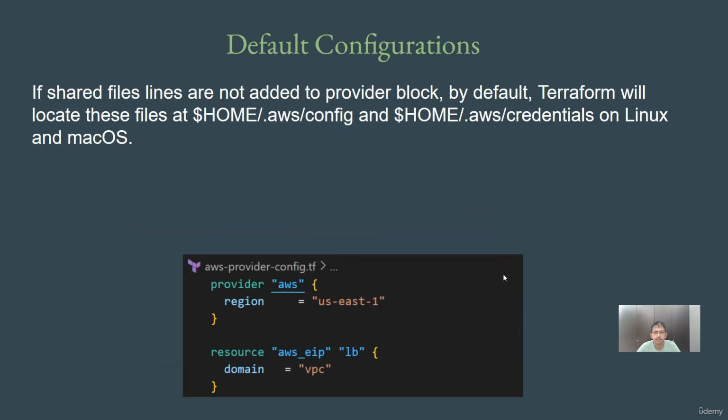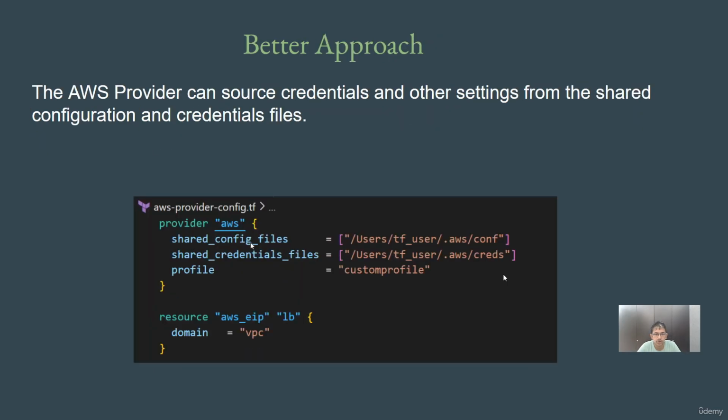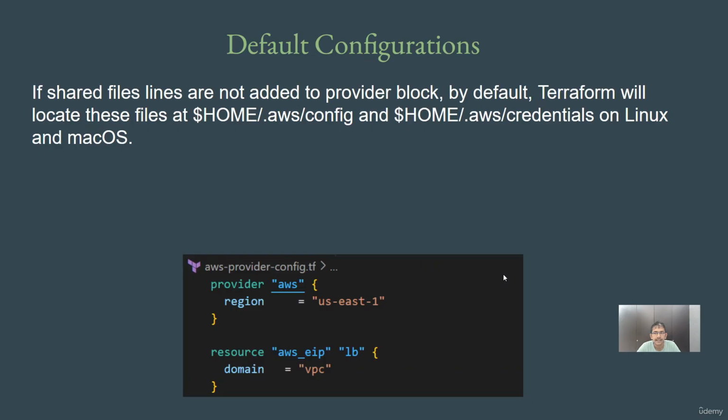So here one important part to remember is that if the shared files that we were discussing, the shared config file and the shared credential files, are not added to the provider block, then Terraform will locate these files at home .aws config and home AWS credentials on Linux and Mac OS. So these are the default locations where Terraform will search for the AWS credentials.